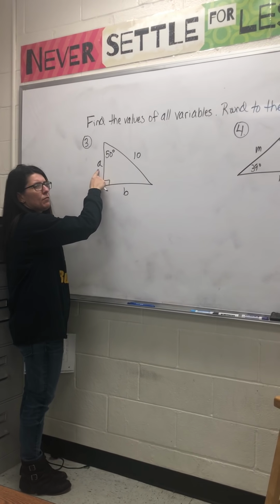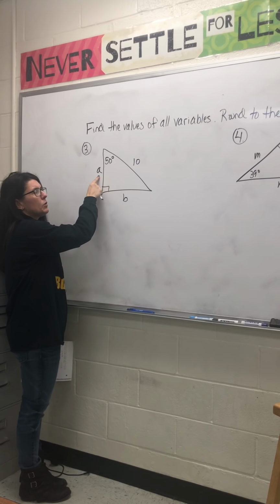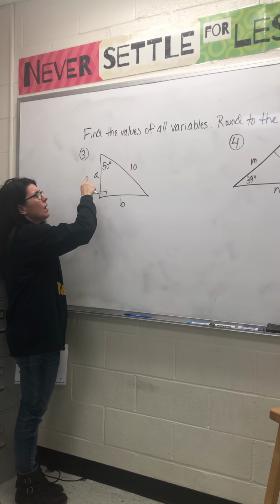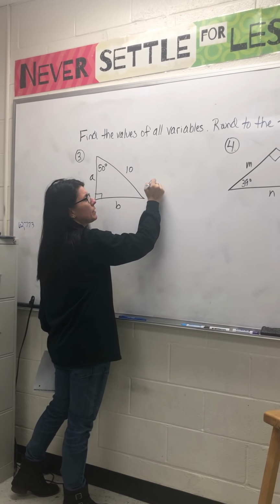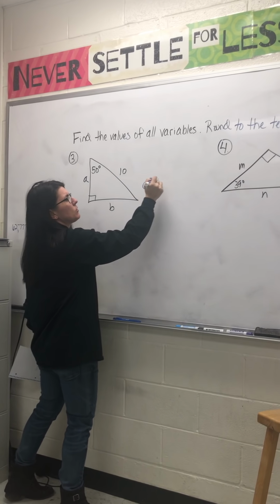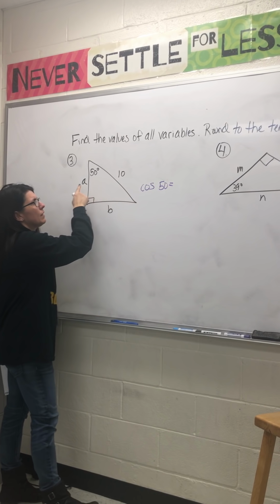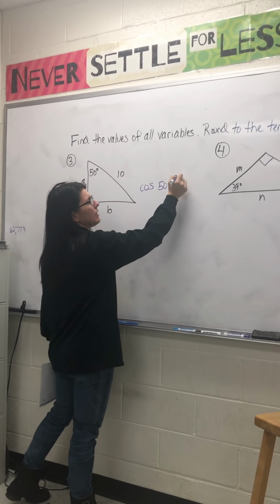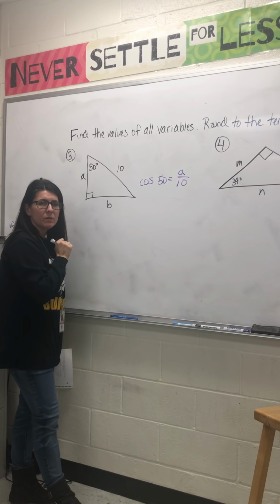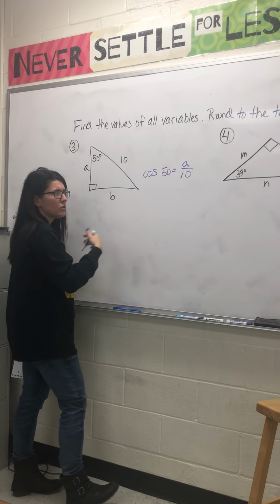I'm going to find A first. Because I'm using the side that's adjacent to 50 and the hypotenuse, I'm going to use cosine. So I'm going to set this up just like we did with these problems in the front of the room for tangent. So cosine of 50, leg adjacent is A. The hypotenuse is 10. So just like we did with tangent, we're going to go through those equation solving.